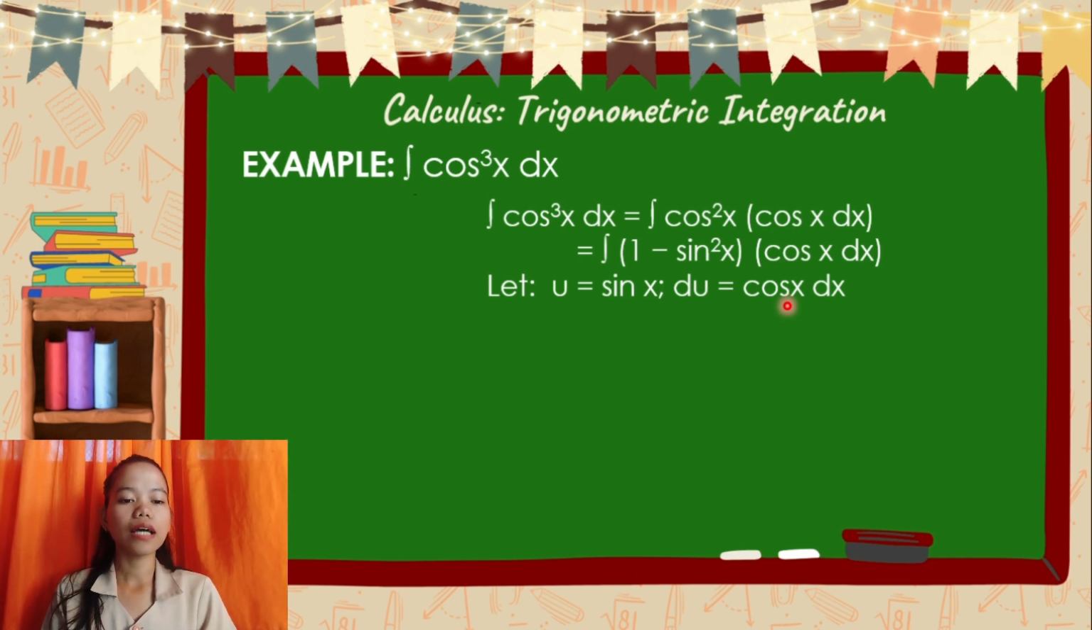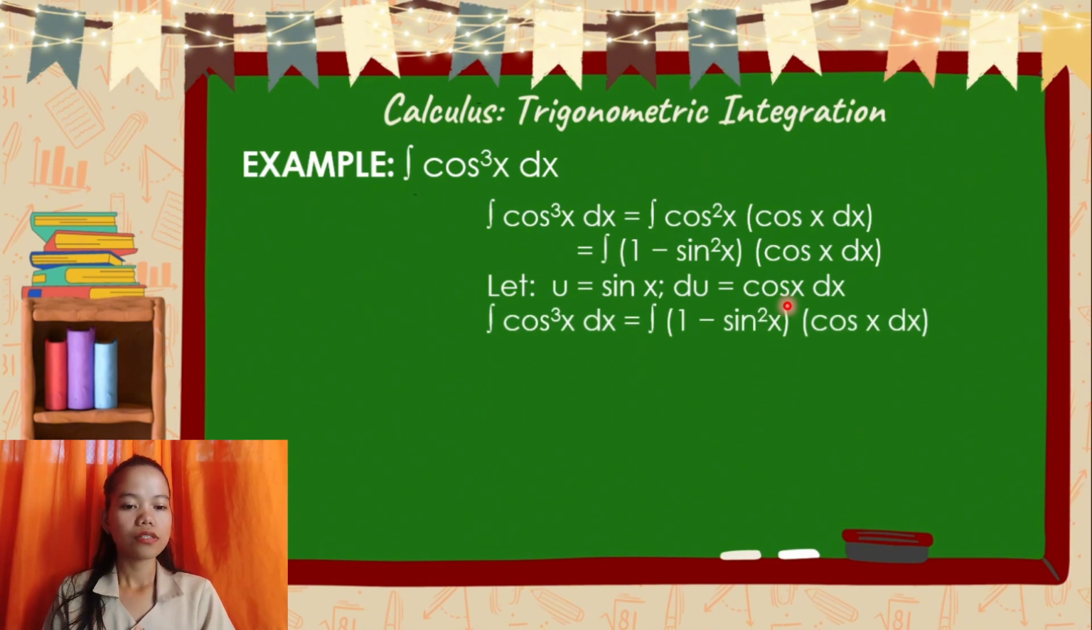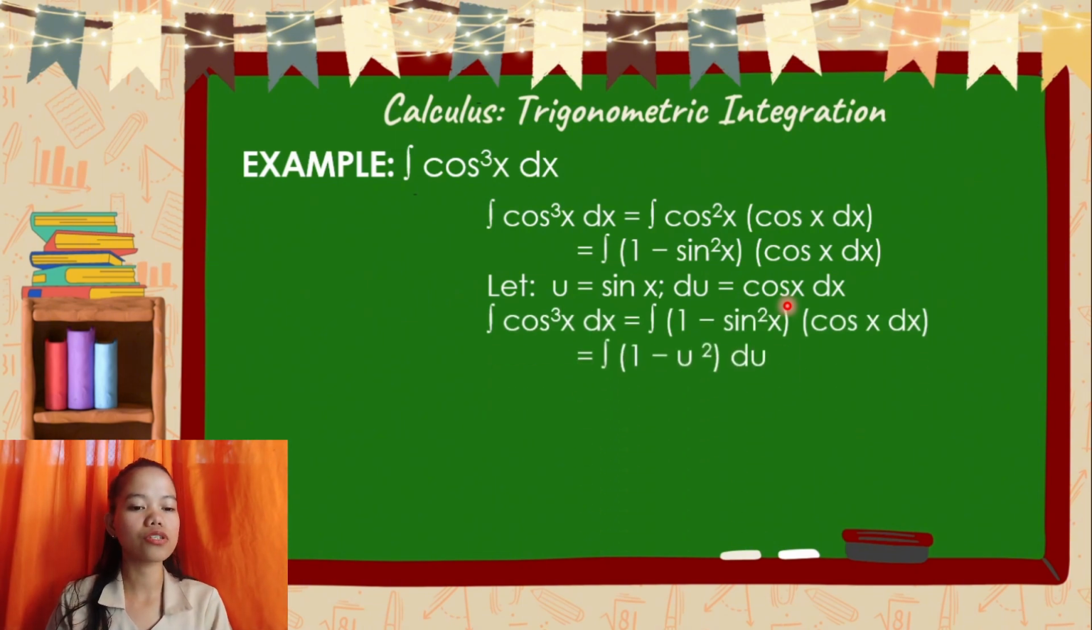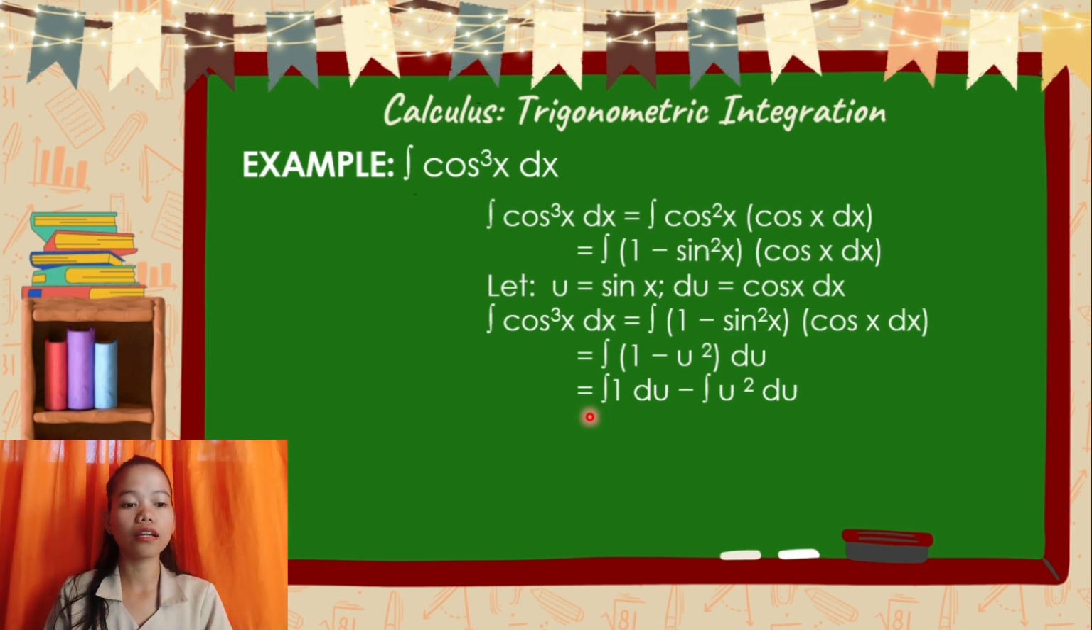So after that, we apply the u substitution. So therefore, what we have now is the integral of 1 minus u squared, the quantity of it, du. And now, apply the integrals. Now we have the integral of 1 du minus the integral of u squared du.